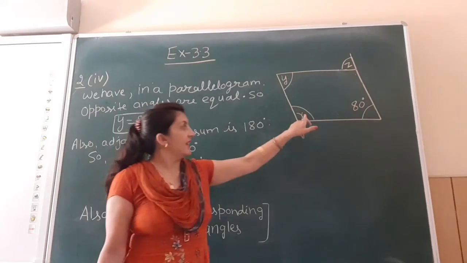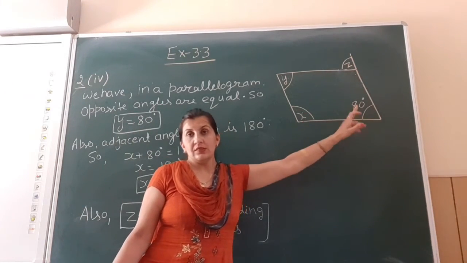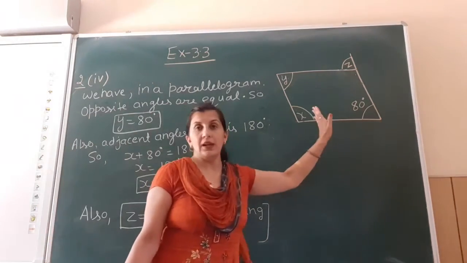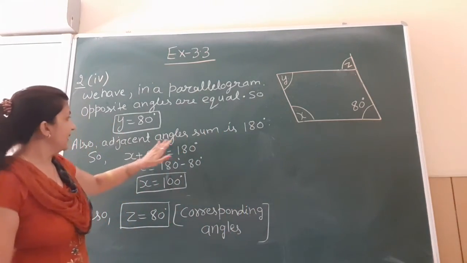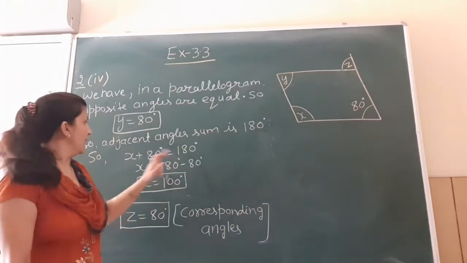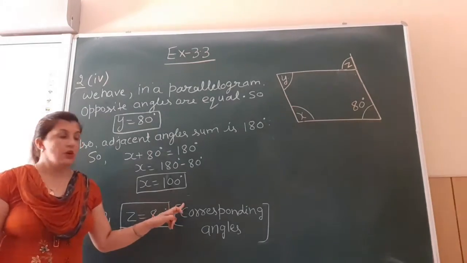Also, this angle is adjacent to this, the adjacent angles which lie on a line. So these both lie on a line, so the adjacent angle sum is 180 degrees. So x plus 80 degrees is equal to 180 degrees. So we find x is equal to 100 degrees.